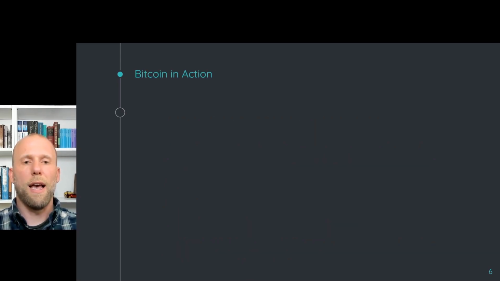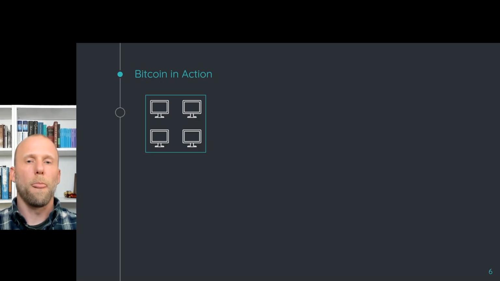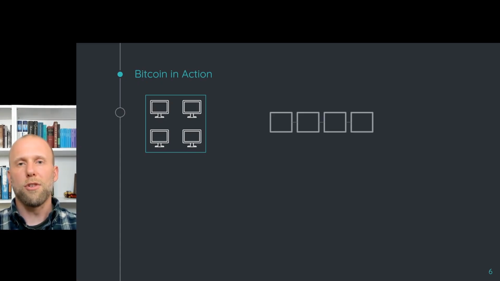So let's look at Bitcoin in action. I want to put all of these pieces that we've talked about together to give you a picture of what actually happens when the Bitcoin network is working and when transactions are happening. Okay? So let's say that this represents the Bitcoin network, all of these millions of computers working in conjunction to secure the Bitcoin network. And they are securing the ledger, updating it, adding a block about every 10 minutes to the blockchain.